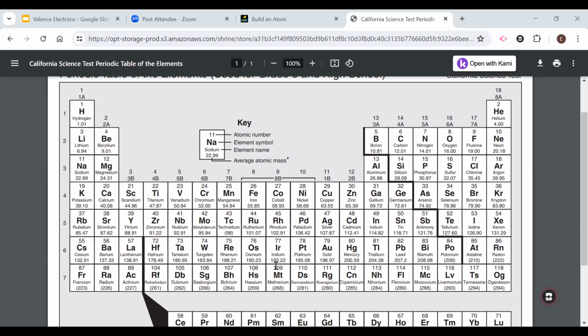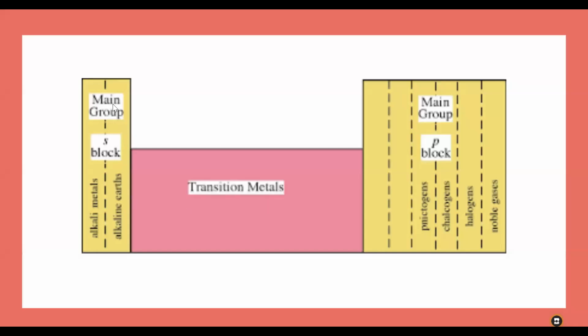So let's look at these main group elements. Look at it. This is main group, okay? These are main groups. This is not. The ones in yellow are main group elements, okay? Now, we have to see how we can use these main group elements in predicting some properties of the periodic table.